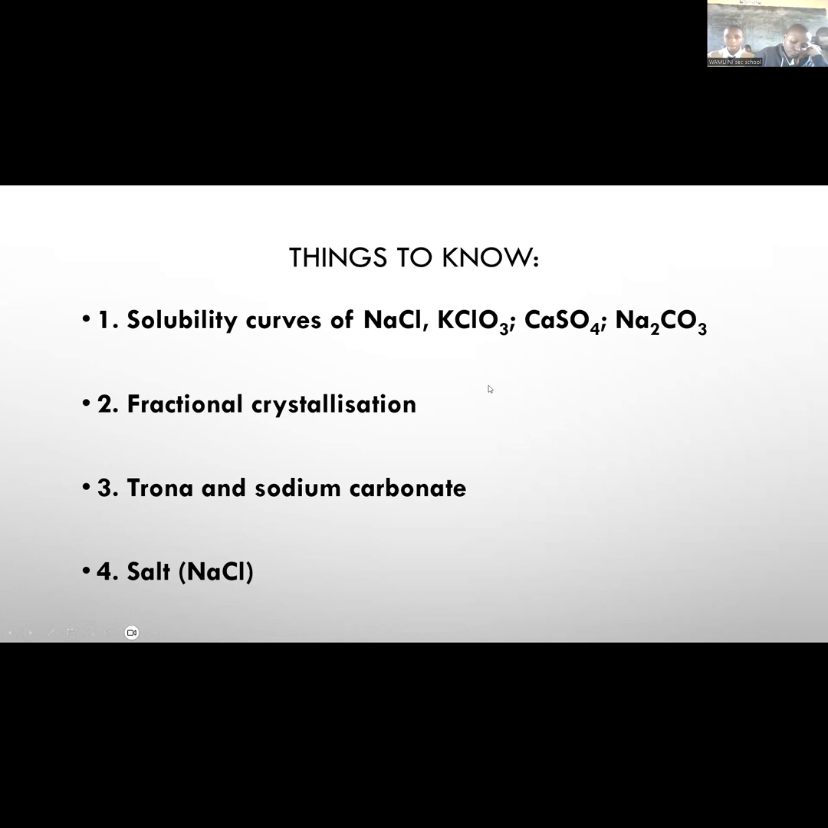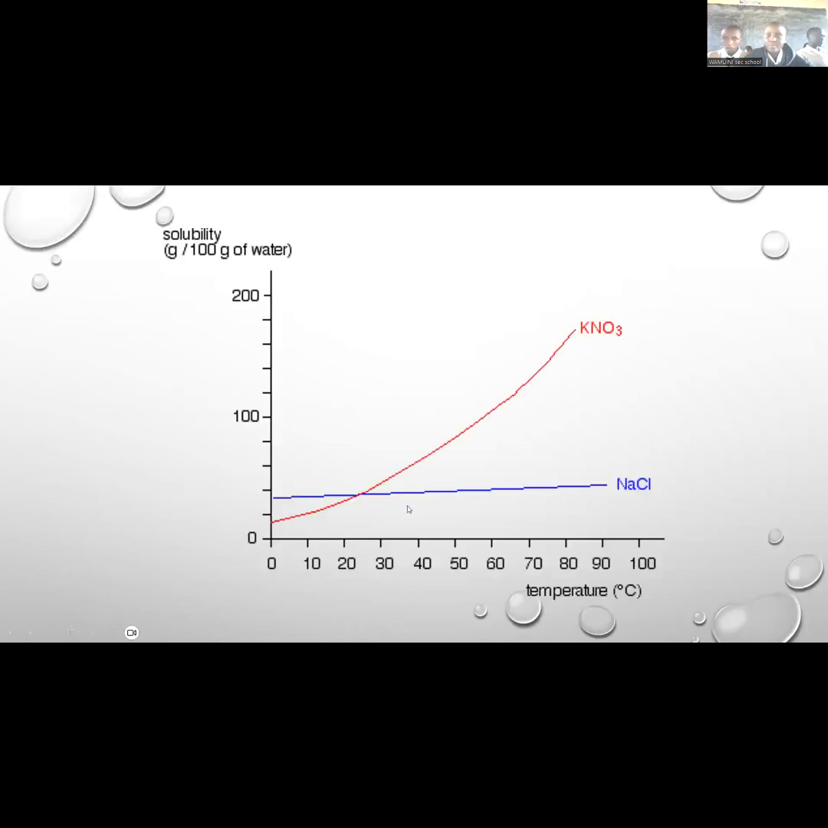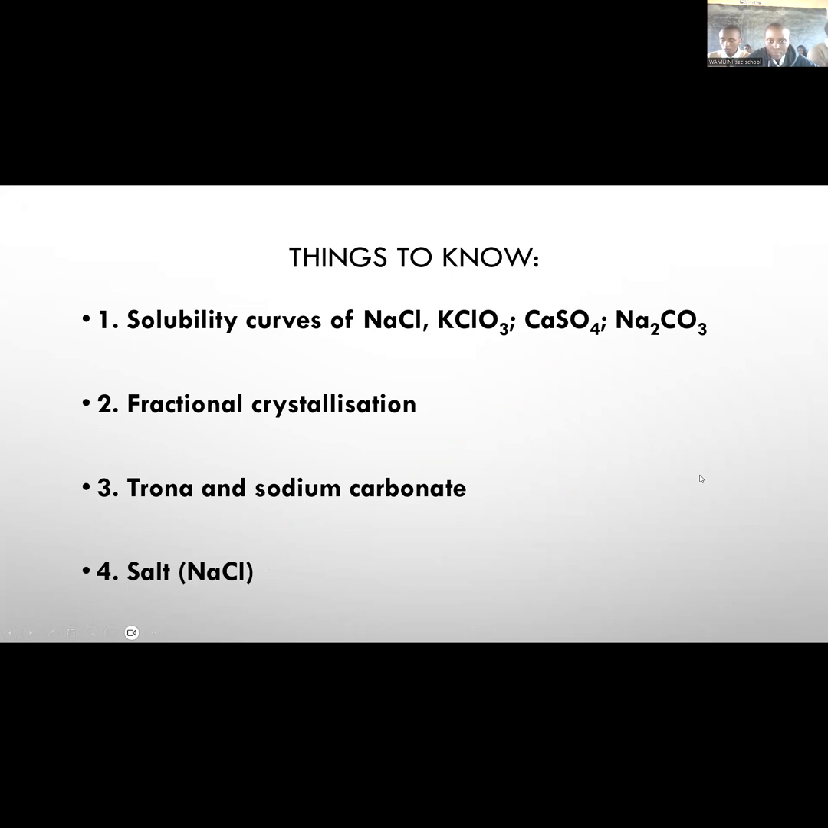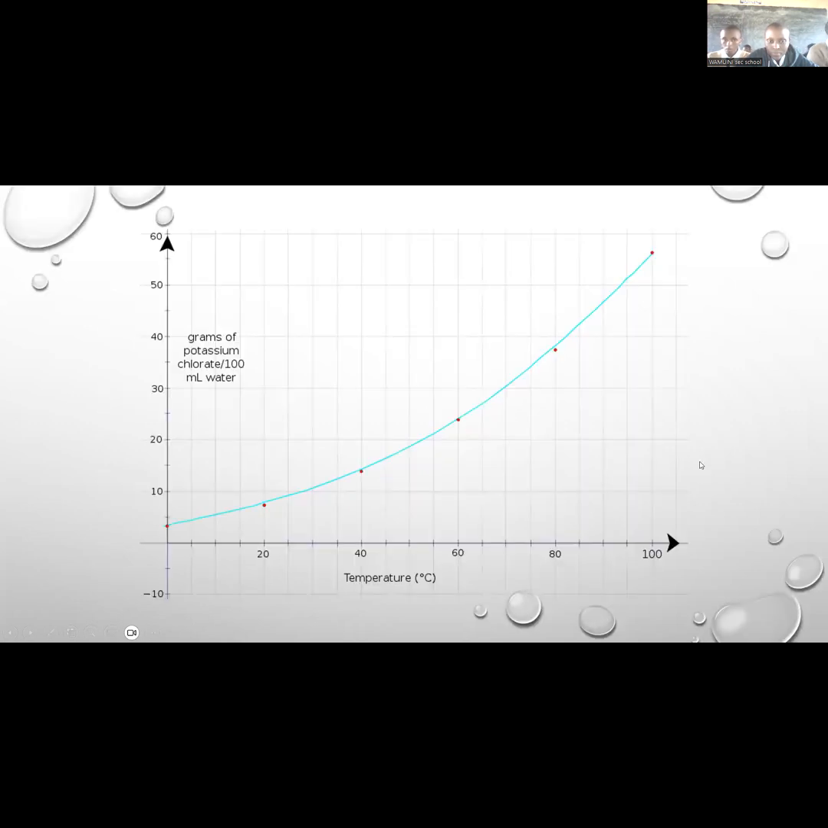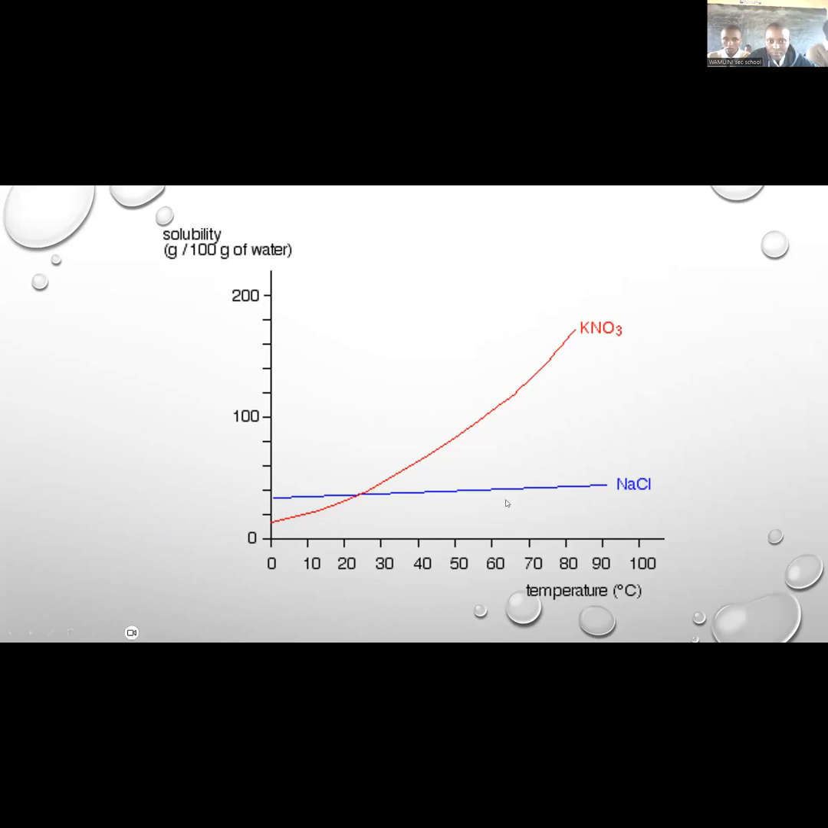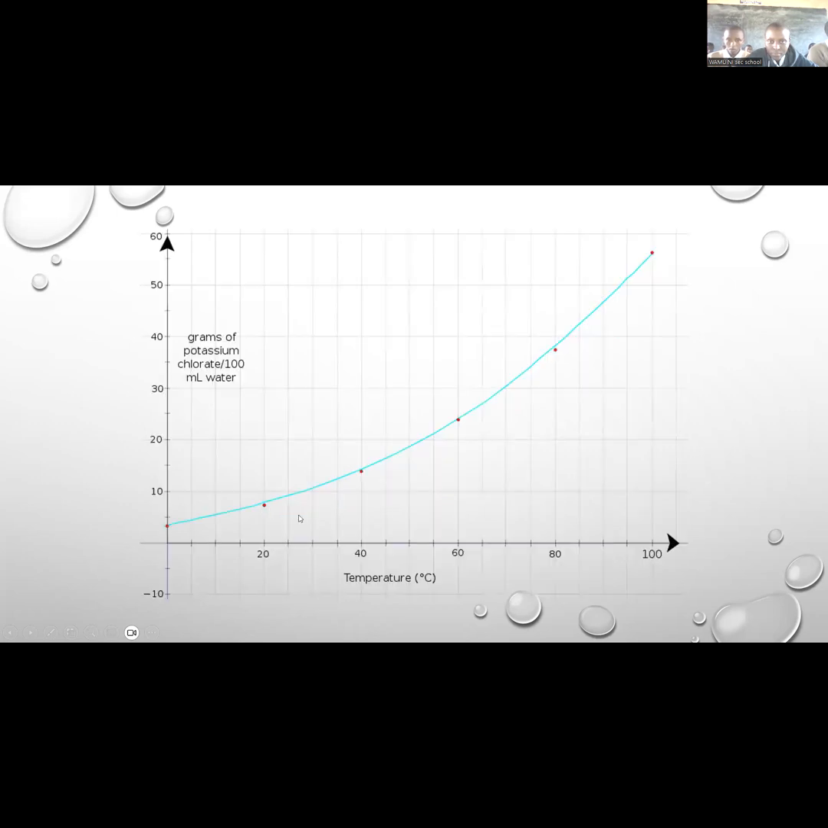Okay, so here we are. Sodium chloride looks like that. Sodium chloride is basically a straight line, and it's a lot lower than potassium nitrate. So you can just go, it's a straight line. The next one is potassium chlorate. Potassium chlorate is a curve. It starts a bit lower than the sodium chloride, but it goes up much higher. So potassium chlorate is much more soluble as it gets hotter. That's important.